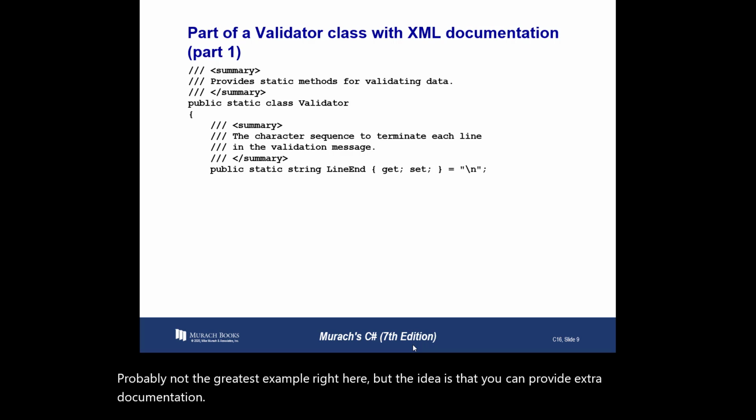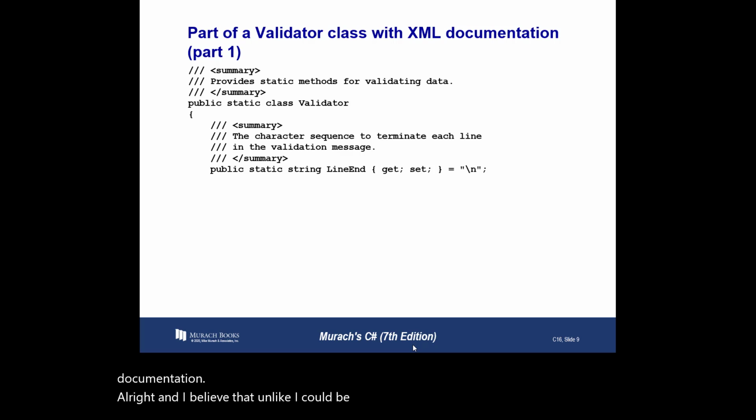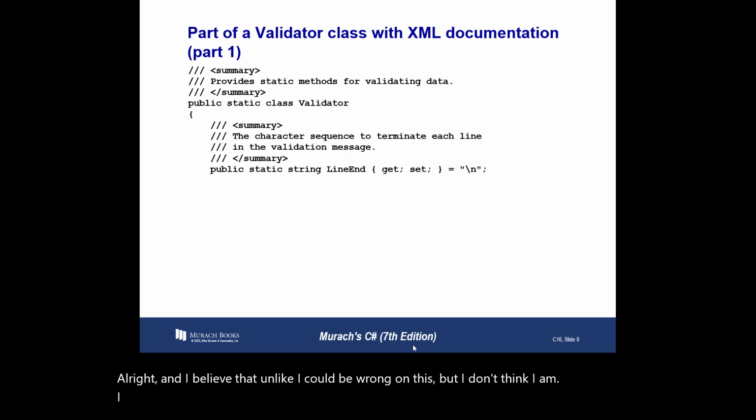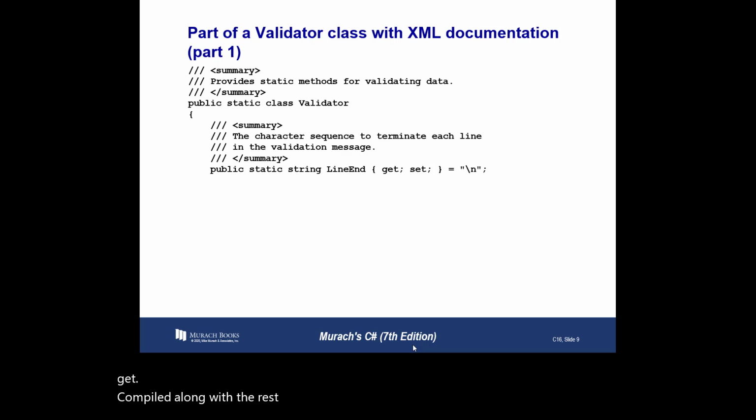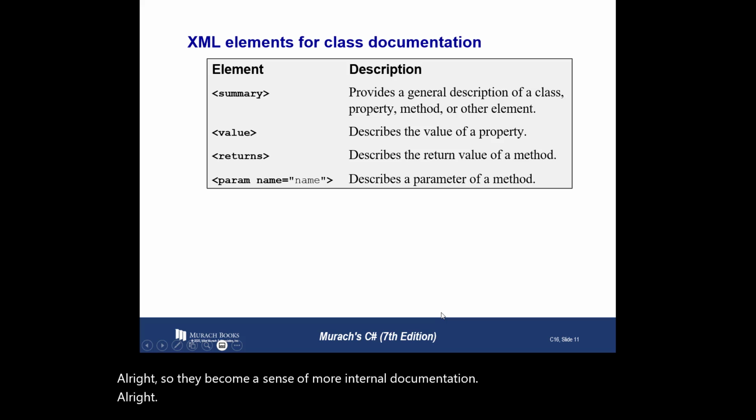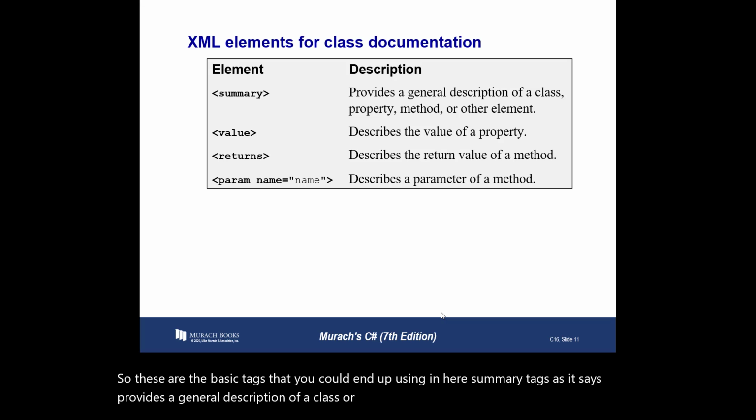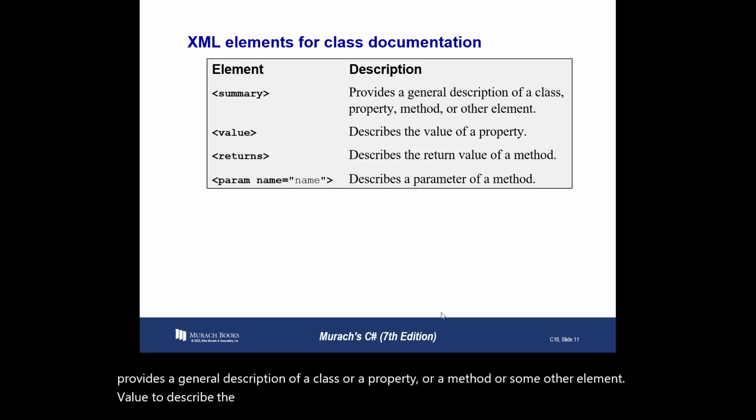All right, and I believe that unlike, I could be wrong on this, but I don't think I am. I believe that unlike regular comments that get thrown away, XML comments get compiled along with the rest of your code. All right, so they become a sense of more internal documentation. All right. So these are the basic tags that you could end up using in here. Summary tags, as it says, provides a general description of a class or a property or a method or some other element. Value to describe the property values. Returns to show return types.